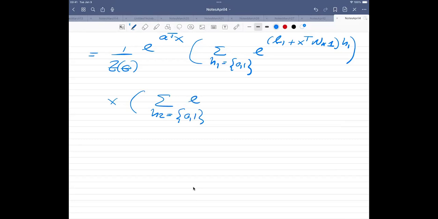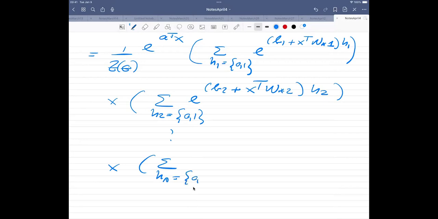And then I have my E of B2 times H2. And this goes all the way down to the final one, which is now given by, obviously, H of N is equal to 0 and 1. And then I have my E of B of N plus X transpose times W. And then I have my N value multiplied with H of N.